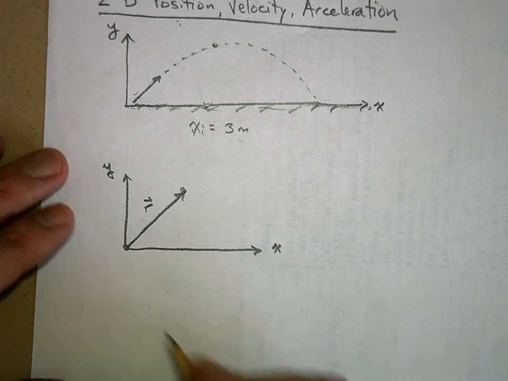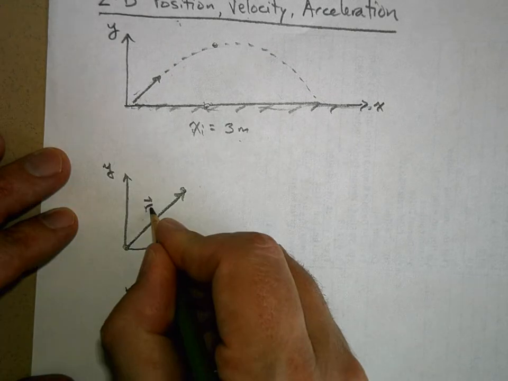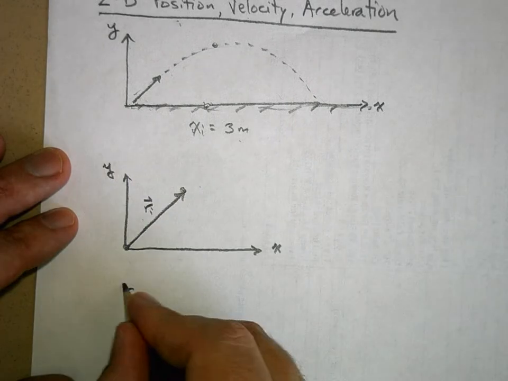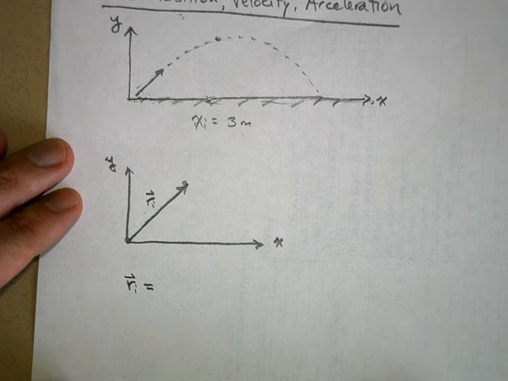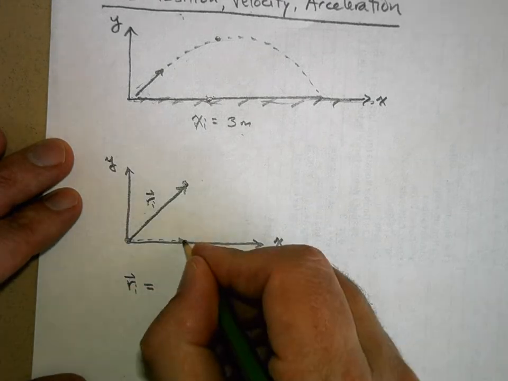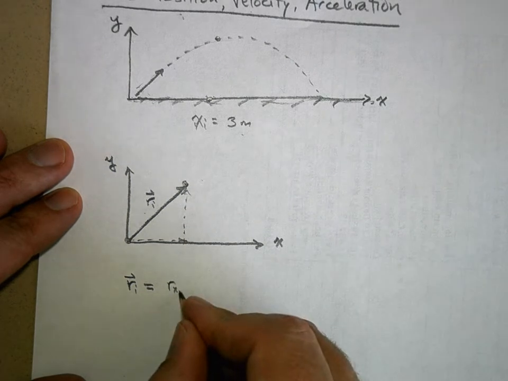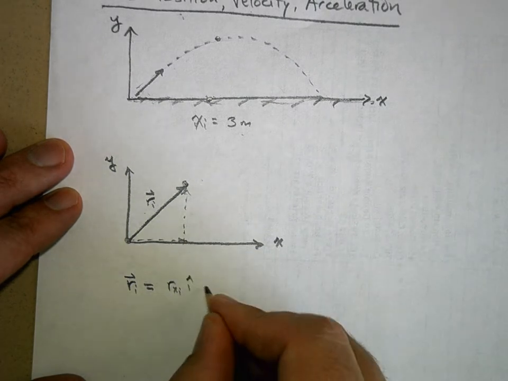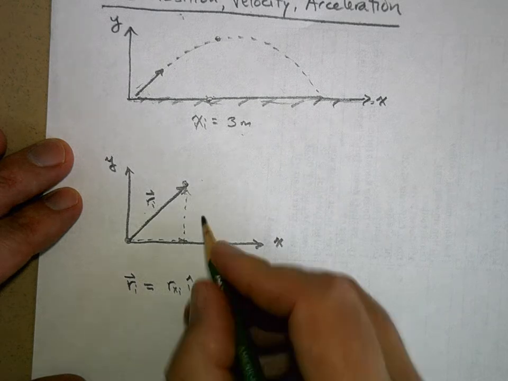And so let's say that this is where the object was initially. So I'm going to call that r initial. So r initial has an x component and a y component, doesn't it? So r x initial, and then plus r y initial.